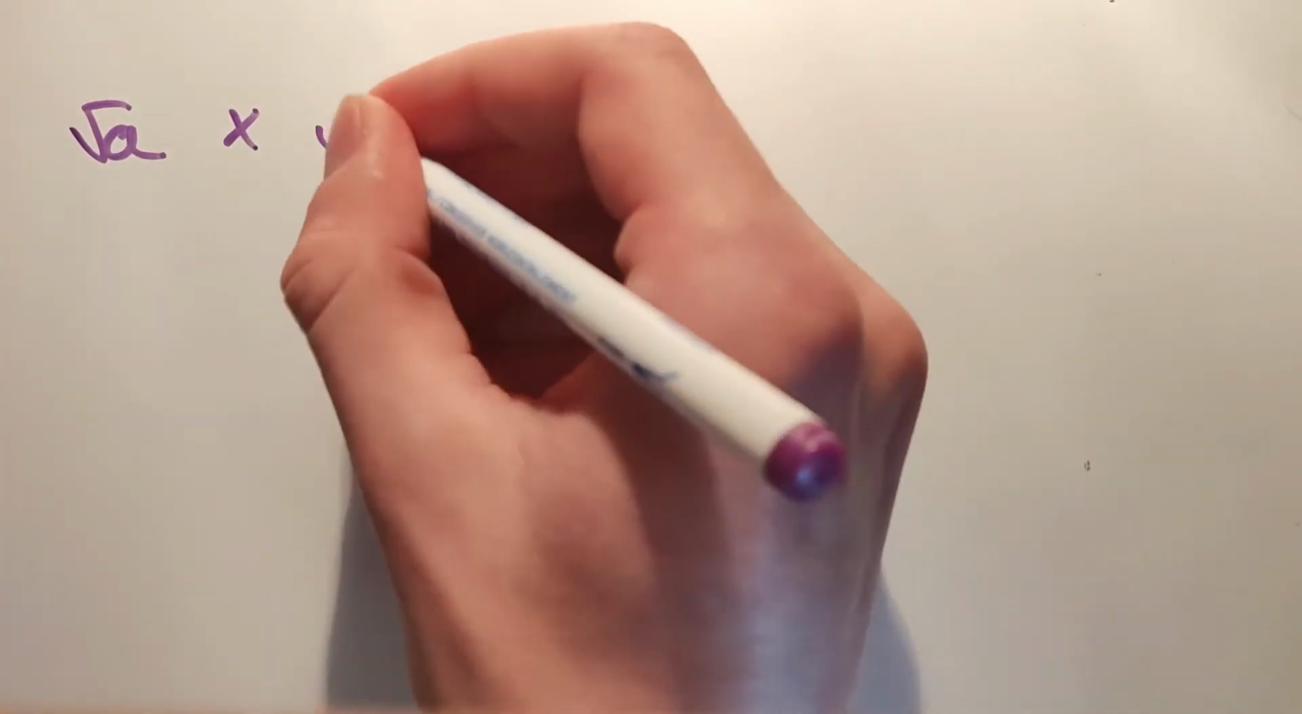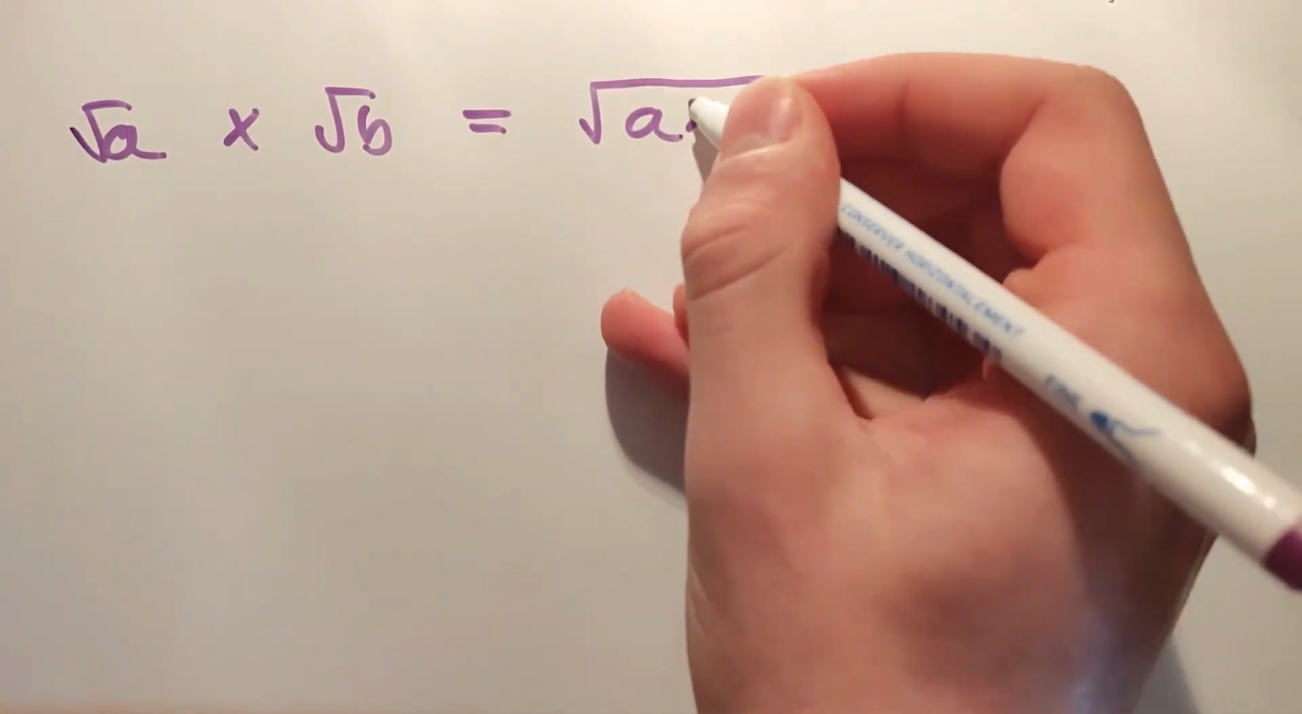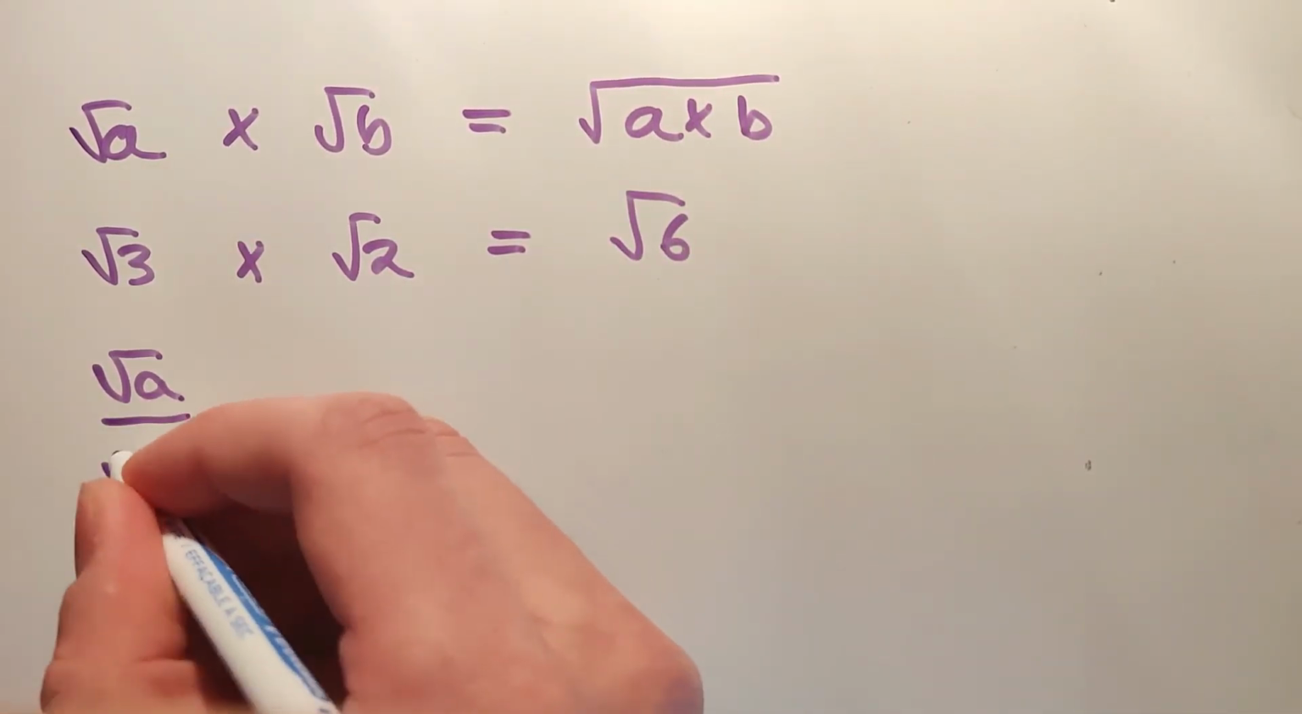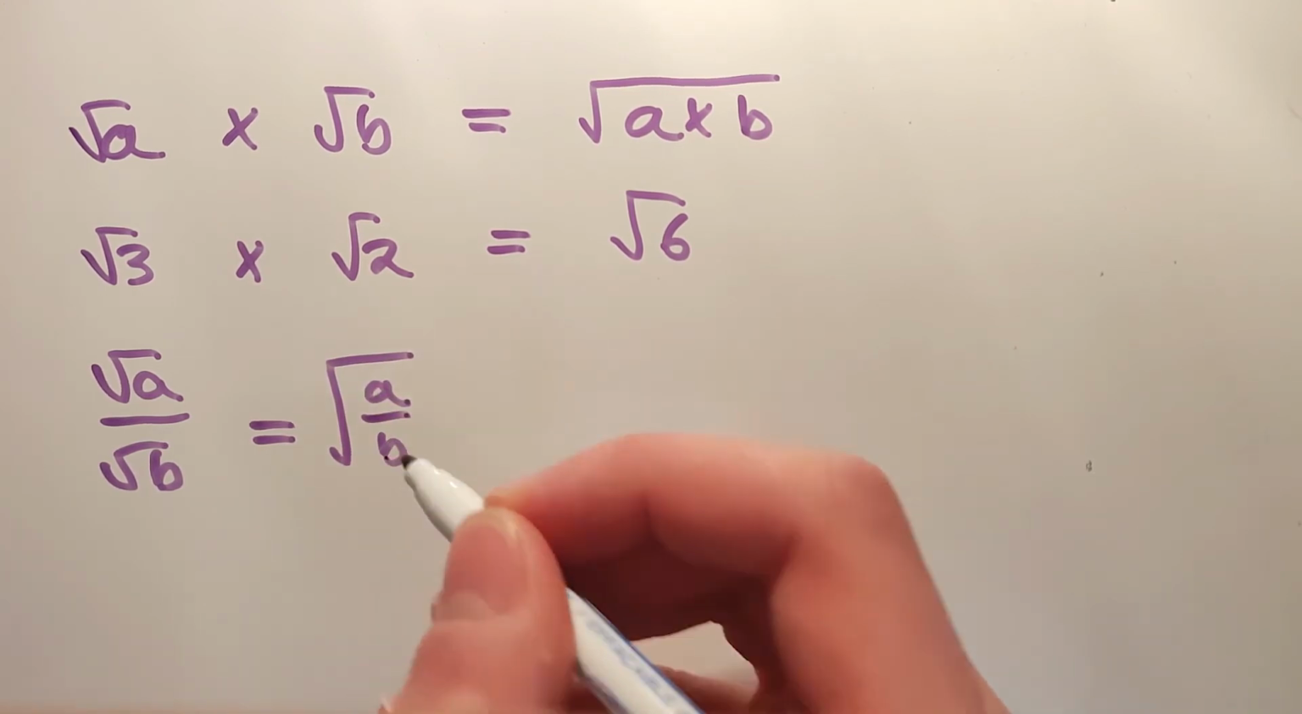Multiplying surds isn't too hard. Just put both of the numbers inside the surd as you would normally. To divide surds, just put the fraction inside of the root.